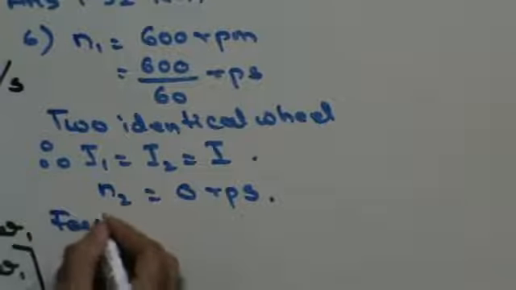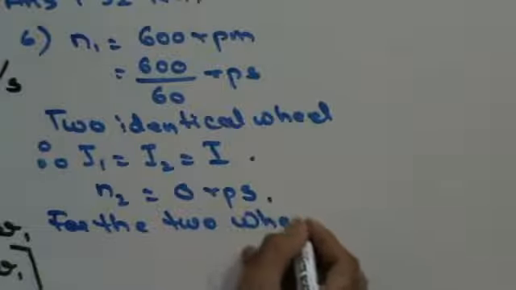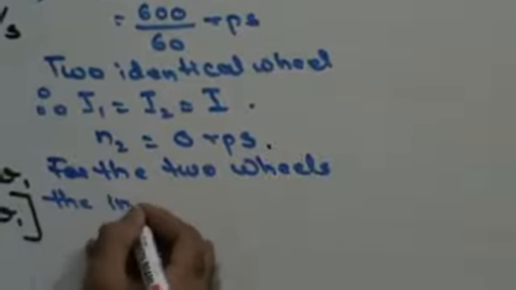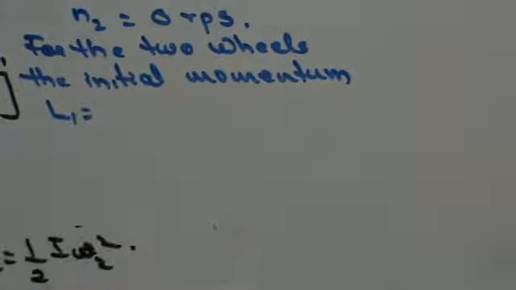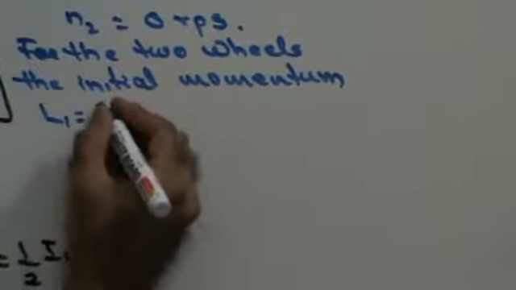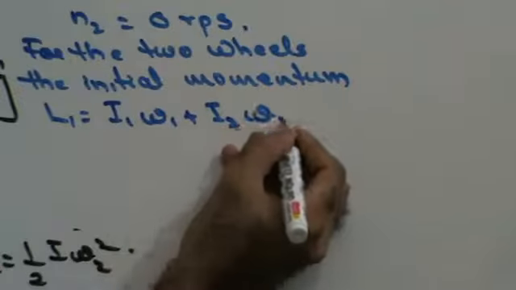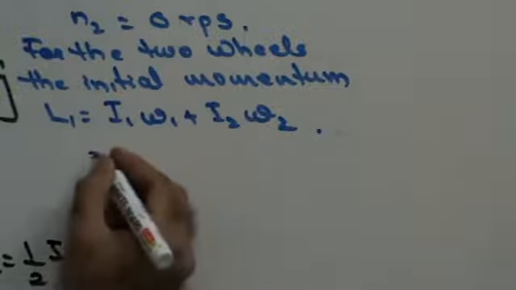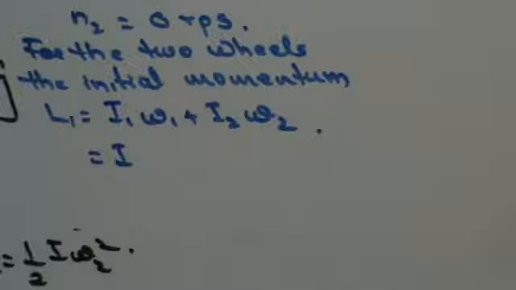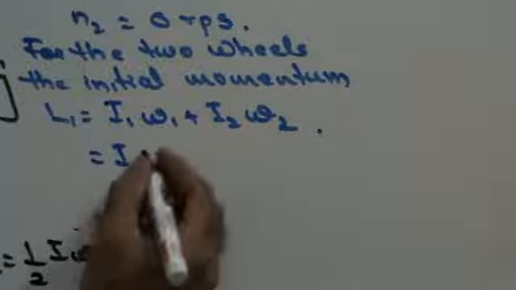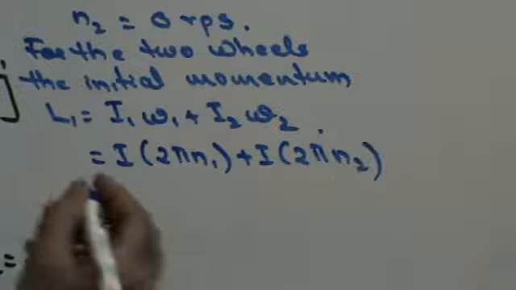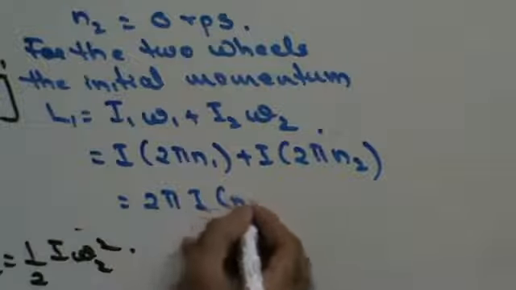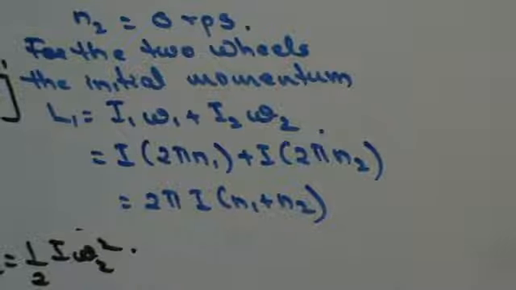Now I can say that for the two wheels, the initial momentum, let's call this L1, is going to be nothing but the sum of the momentum of the system. There are two wheels here, so that will be I1 omega 1 plus I2 omega 2, right? Both the wheels are identical, therefore the moment of inertia of the two wheels will be the same. So you will get 2 pi I into n1 plus n2. That will be the initial momentum of the system.